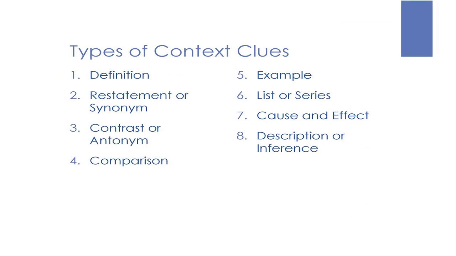What are the types of context clues that we have? We have the definitions, restatement or synonyms, contrast or antonyms, comparison, examples, list of series, cause and effect, description, or inference. Let's explain each type.